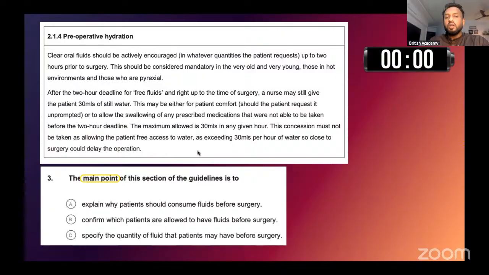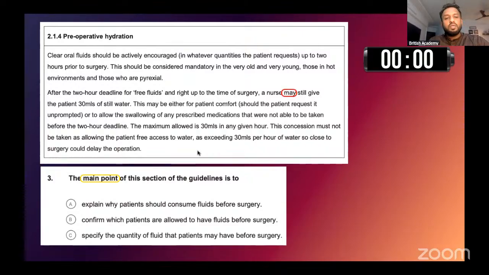The concession must not be taken as allowing the patient free access to water, as exceeding 30 ml per hour of water so close to surgery could delay the operation. So, what is the main point? It is specifying the amount. So, your understanding should be this way: what is it specifying? The specification of the amount of water.